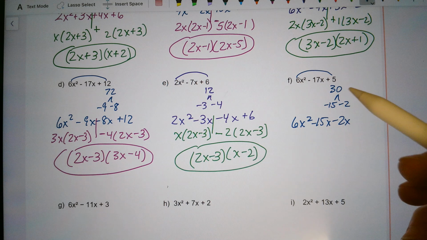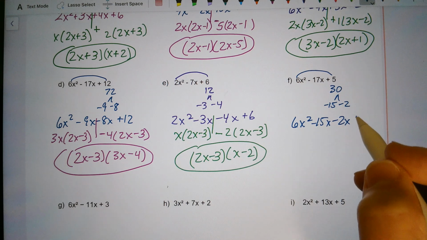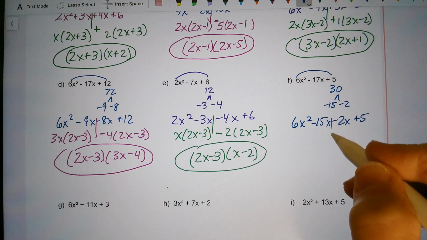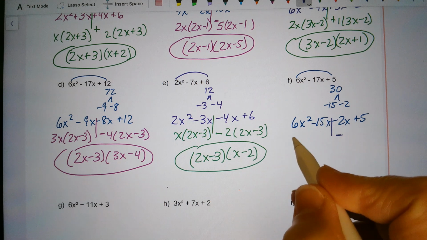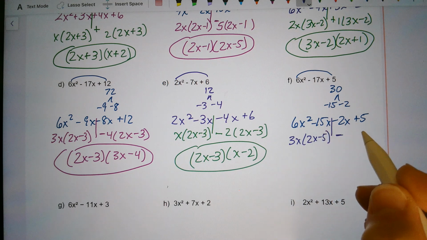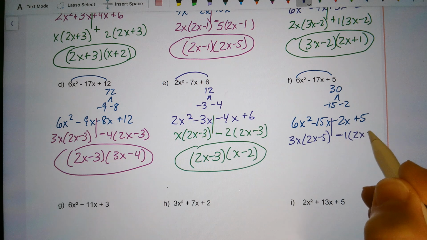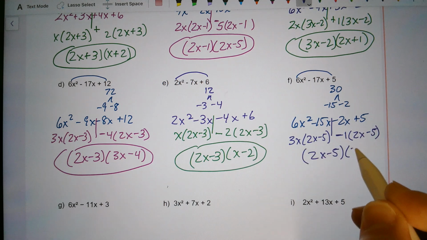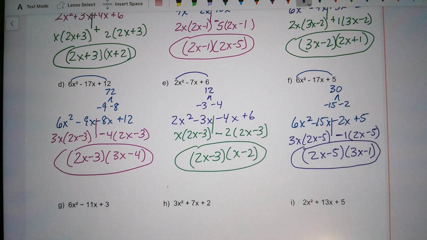Again, make sure, one common mistake is to put 30 here. No, you want to put down the original constant of 5. And now 4 terms, so we split. Bring down the operator. What's common here is a 3x. And there's just 1, but you're taking out a negative 1. So 2x minus 5 is the one binomial factor, and 3x minus 1 is the other.